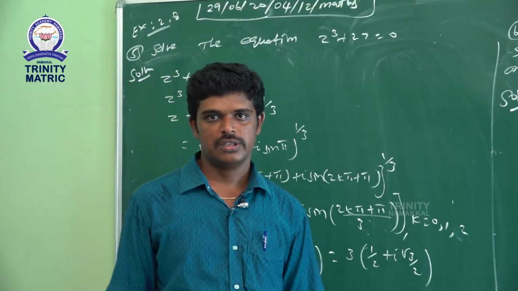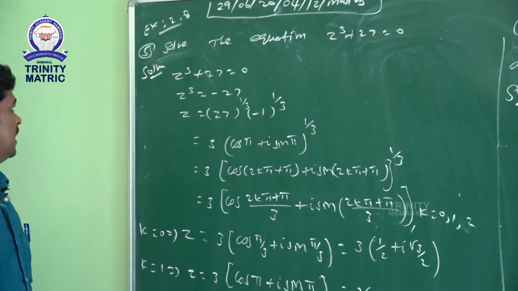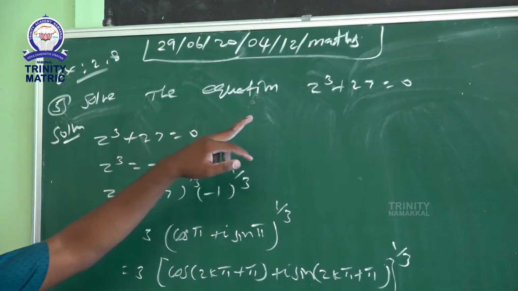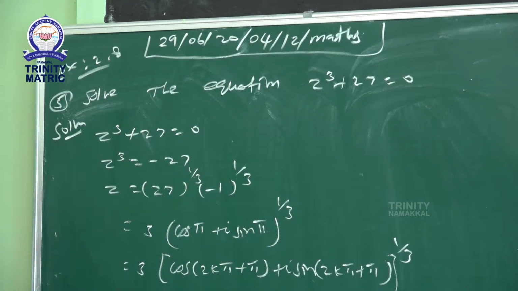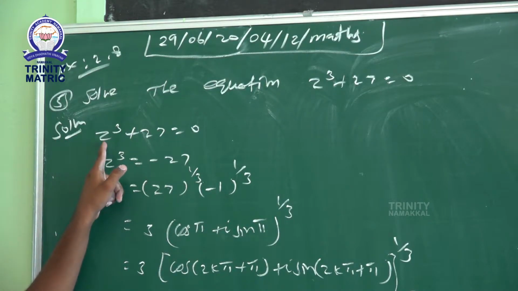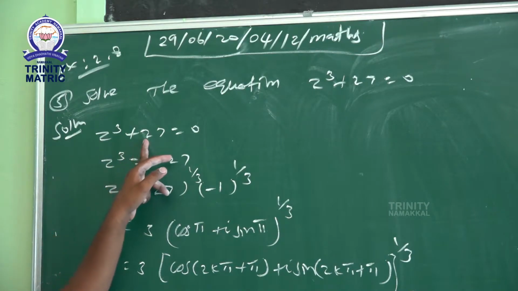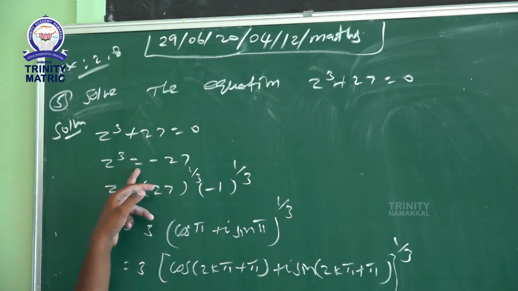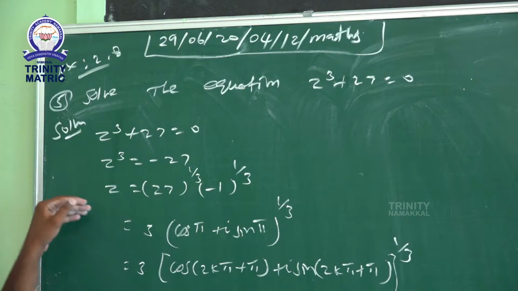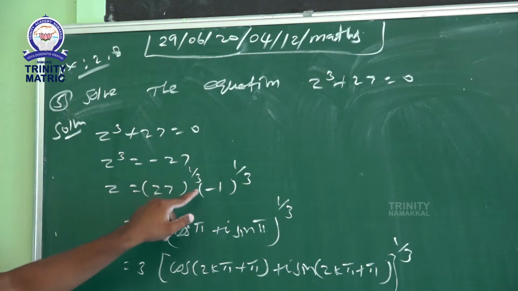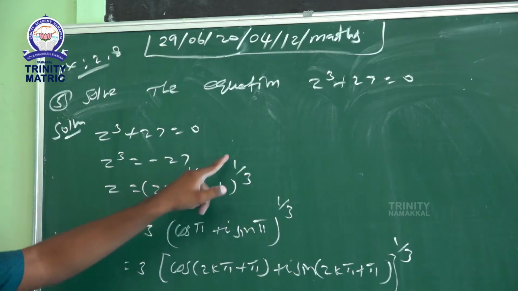Hi students, today we go to exercise 2.8, question number 5. Solve the equation z cube plus 27 is equal to 0. Z cube plus 27, go to the right side, means z cube is equal to minus 27. Next, cube root on both sides. Z equal to 27 whole power 1 by 3 into minus 1 power 1 by 3.